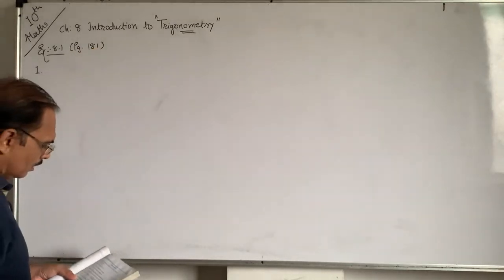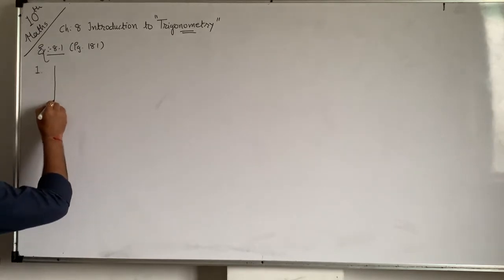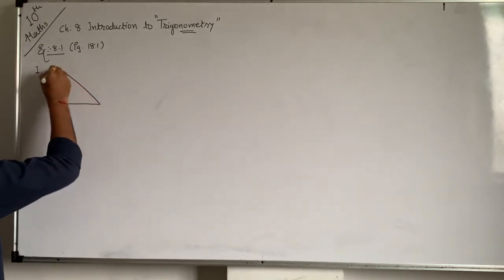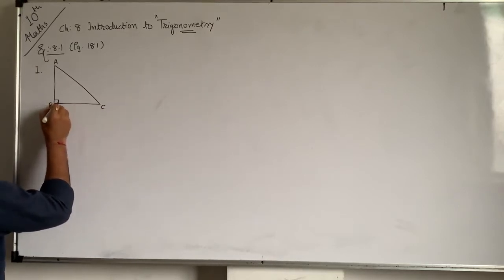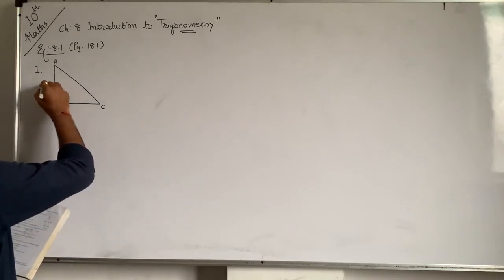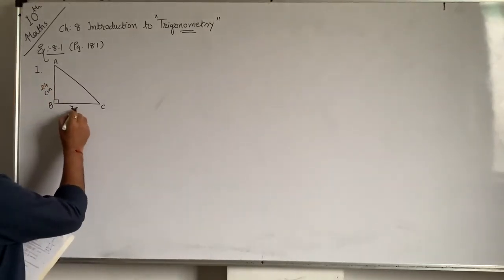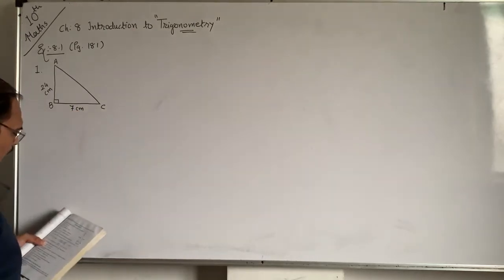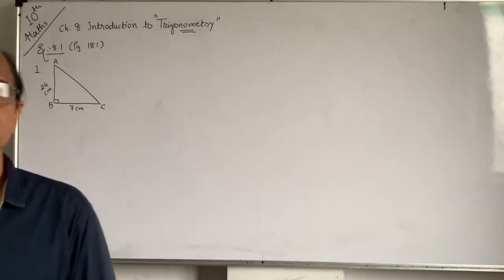See, in triangle ABC, right angle at B. AB is 24 centimeter, BC is 7 centimeter. Then find out sin A, cos A and sin C, cos C.